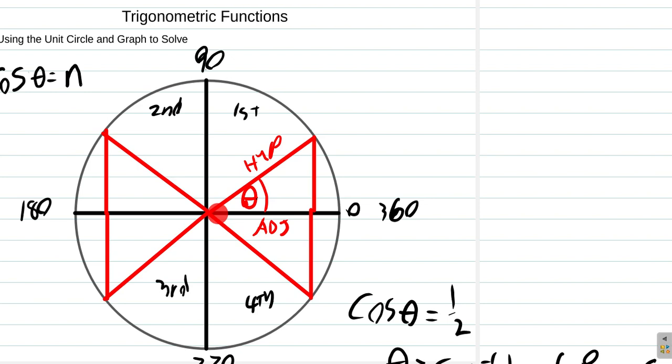But here now, positive adjacent over positive hypotenuse gives you positive half. So if you find the cosine of an angle between 0 and 90, or between 270 and 360, it's going to be positive.